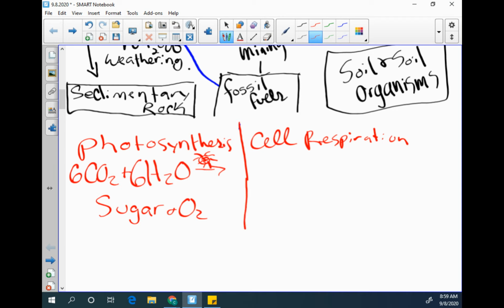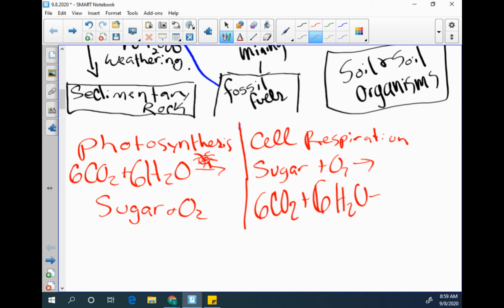Cell respiration is taking that sugar and oxygen, breaking it down, and giving us carbon dioxide, water, and energy.